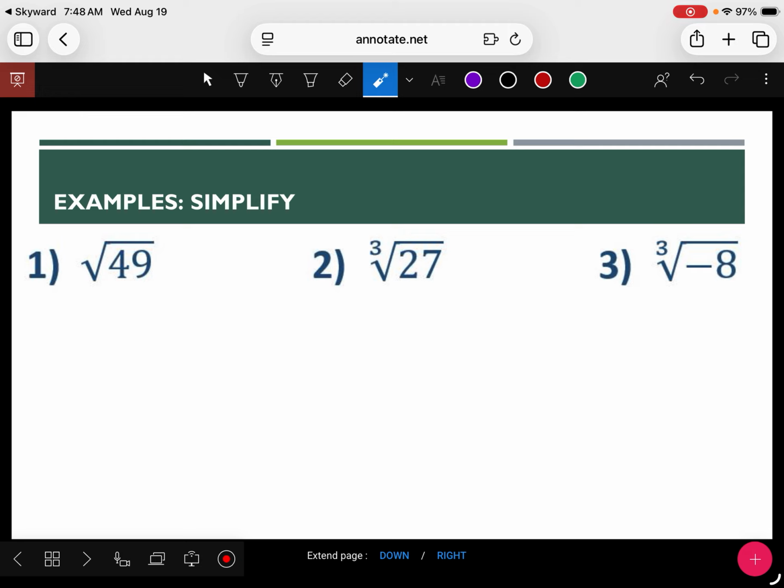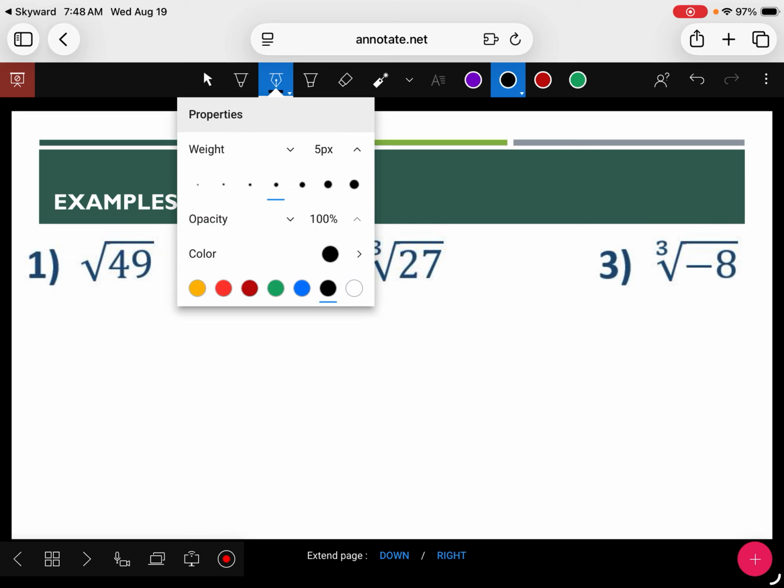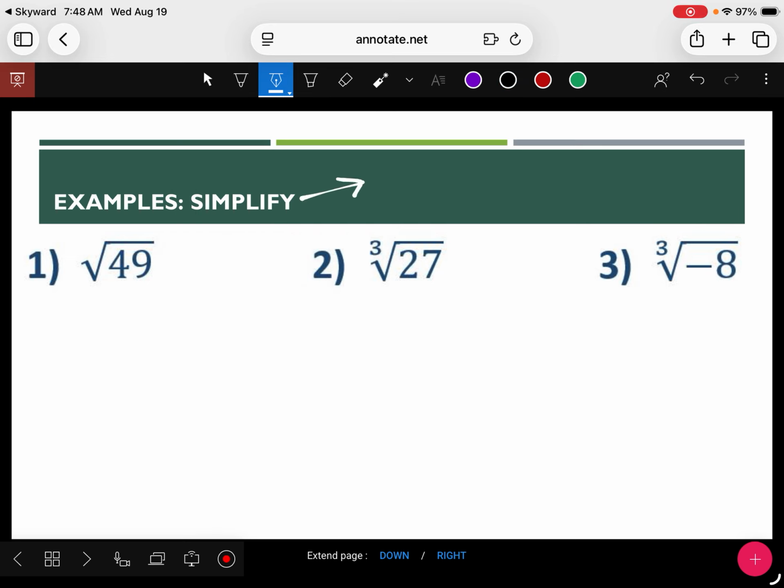Now, simplifying is not the same as solving. Okay, solving, we include plus or minus. But for simplifying, we only include the positive, which is called the principal root. So when we're solving an equation like we had in our homework, we would put plus or minus. For example, if we were solving x equals the square root of 49, we would say x equals positive or negative 7. But we're not solving, we're just simplifying. So I'm only looking for the positive answer.